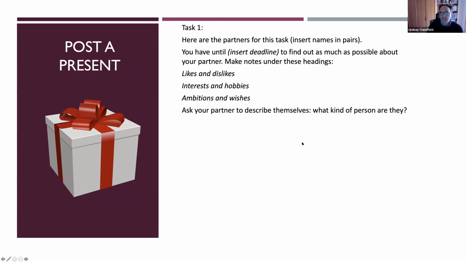Here you put a series of partners. So you put partners together, and you give the list of the people working together in partners. And then you give them a deadline. They have to find out as much as possible about their partners: likes and dislikes, interests and hobbies, ambitions and wishes. And ask your partner to describe themselves, what kind of person they are. They can do this by email if they have each other's emails, or as instant messages, however you want them to be communicating with each other. They could do this by Skype. They need to do that by a certain deadline.